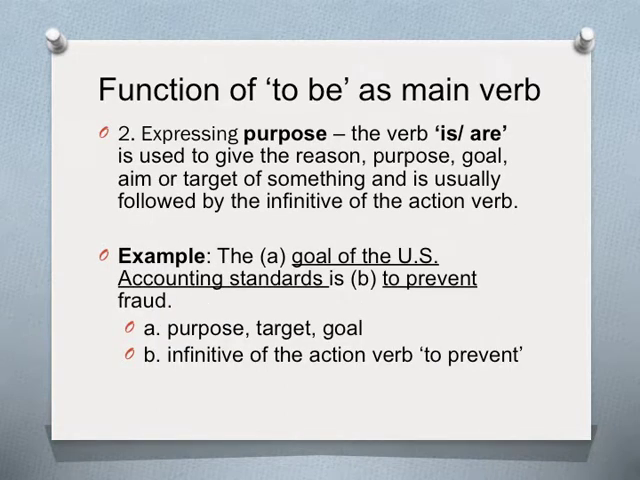The second function of to be as a main verb is to express purpose. The verb is or are is used to help us give the reason, purpose, goal, aim, or target of something. And then this is followed by, generally, the infinitive of the action verb. So let's look at an example. The goal of the US accounting standards is, and then we have the infinitive of the main verb here, the action verb, to prevent fraud.